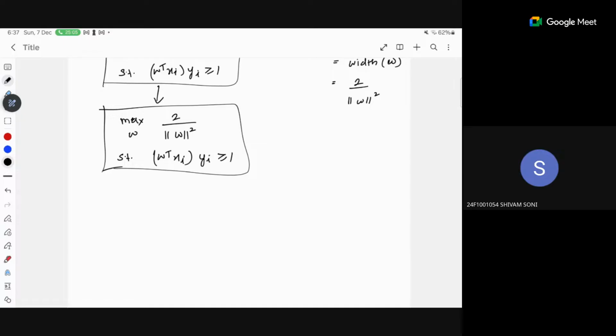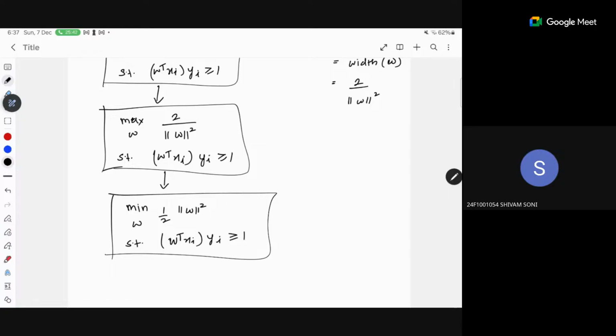Okay. This same function, maximize over w, I can make it as a minimizing function. Why? Because this is a convex function, it is possible to convert this maximization problem. I can write it as minimize over w, length of w square by 2, or half length of w square, such that the constraints are the same: w transpose xi yi is greater than or equal to 1. This also is fine.